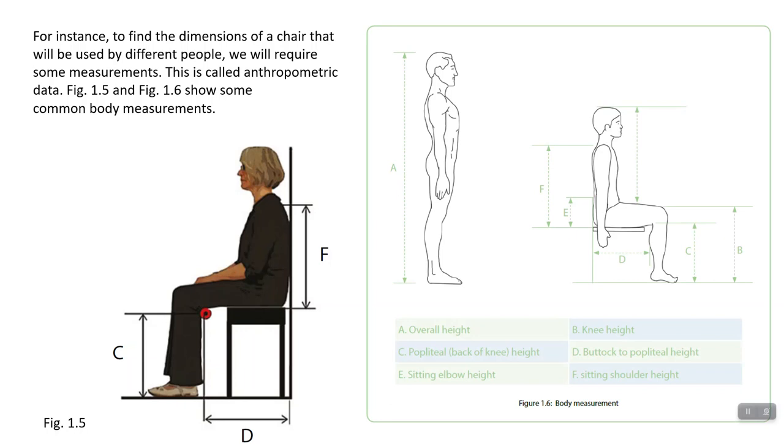The overall height, the popliteal, back of the knee, is very important. Sitting elbow height, the knee height, buttock to popliteal height, sitting shoulder height, for example. These are some essential dimensions we measure when we deal with anthropometry.